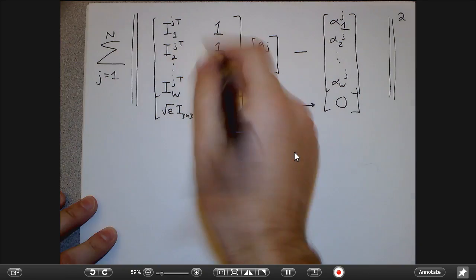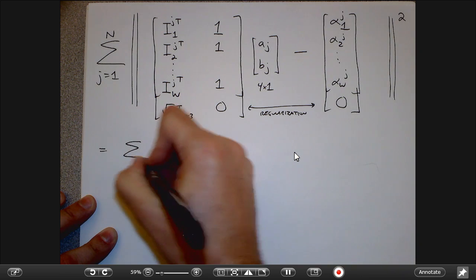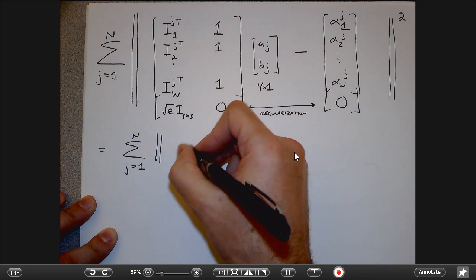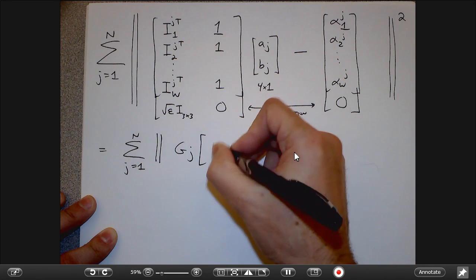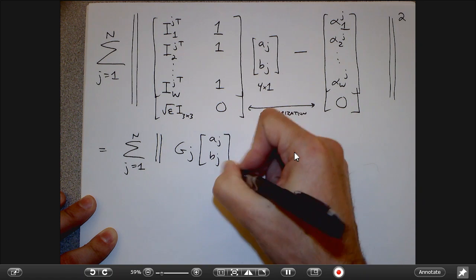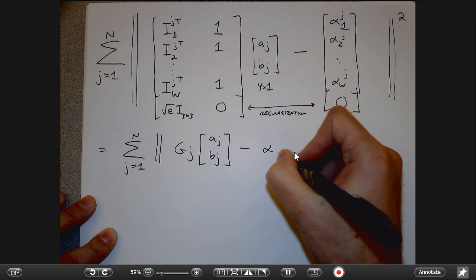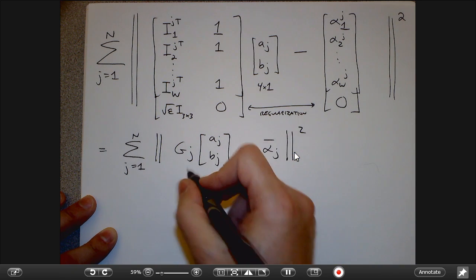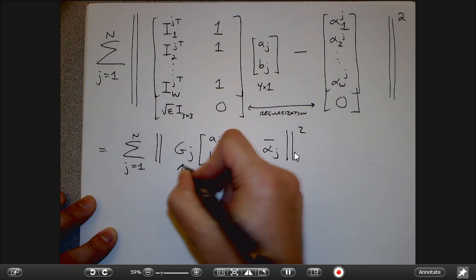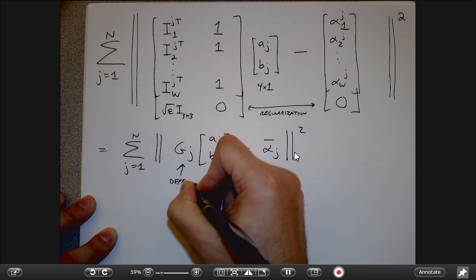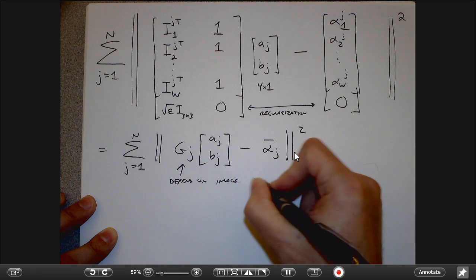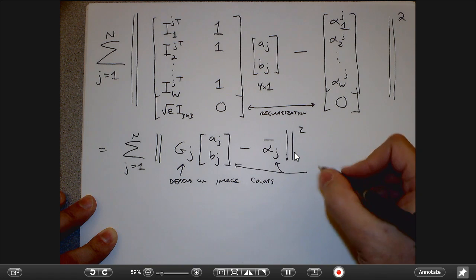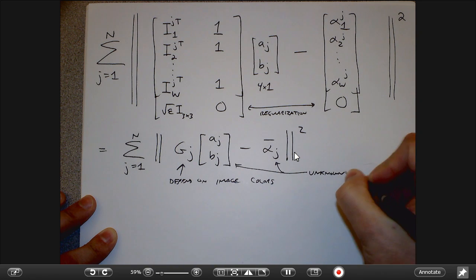So big picture, right? Let's just not worry about the forms of these matrices. What this is saying is that for every window, I have some big matrix, let's call it capital G_j, times this vector that I don't know, minus this vector of alphas, let's call that alpha_j. So these guys here depend on image colors, and these guys here are unknown and need to be figured out.